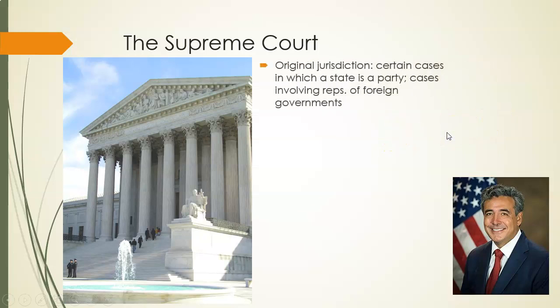Okay, so in the Supreme Court, generally they have appellate jurisdiction for almost all of their cases. In really very few cases, they have original jurisdiction. In certain cases where a state is a party, and then cases involving representatives of foreign governments. So if an ambassador from another country in Washington, D.C. decides my rights are being taken away, although they don't have many rights under the Constitution, that case can be heard in the Supreme Court.